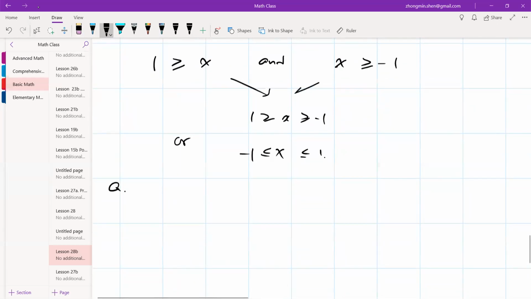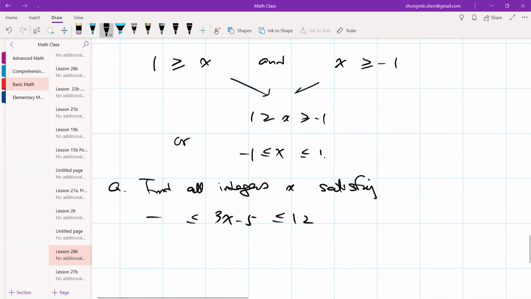So my next question is, find all integers x satisfying the following inequality: 3x minus 5 less than or equal to 12, greater than or equal to -12.